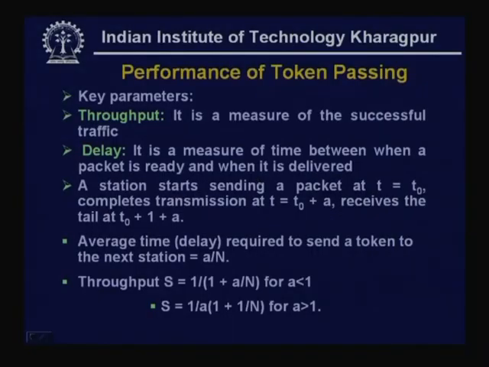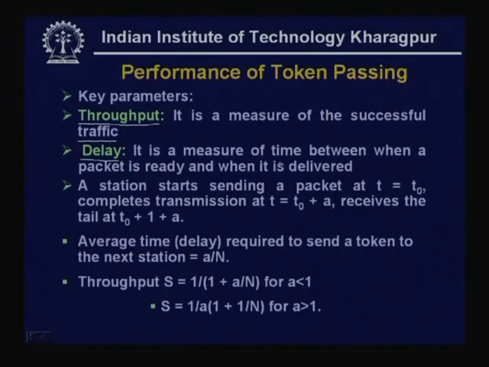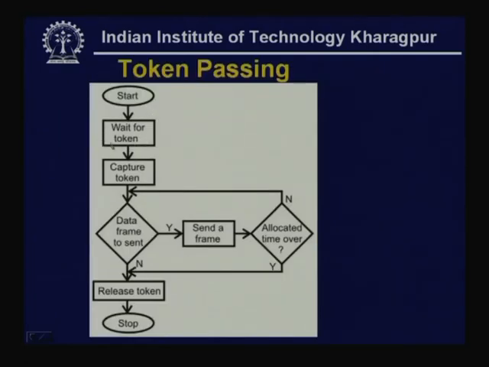The performance can be explained by using two parameters, one is throughput, another is delay. Throughput is a measure of the successful traffic, that means how many packets have been transmitted per unit time or per second, how many frames have been transmitted. And delay is a measure of the time between when a packet is ready and when it is delivered. As we have seen in the previous diagram, it waits for a token. So, what is the waiting time?